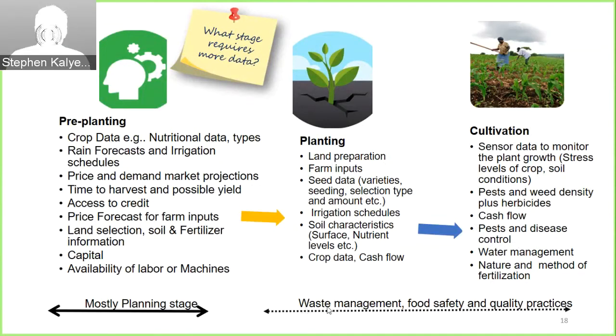Down here, waste management, food safety, and agronomic practices are important, because we strictly start monitoring our maize right from the time we do the seeding to the time of harvesting. So waste management practices have to come along. Okay, the food security measures have to come along.